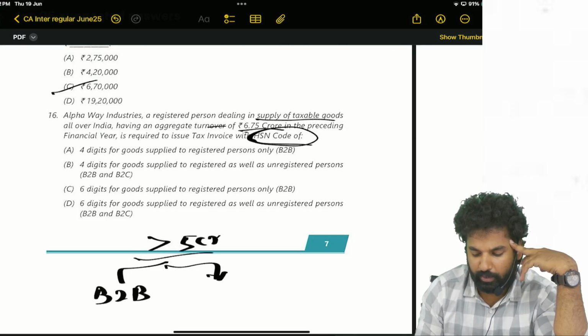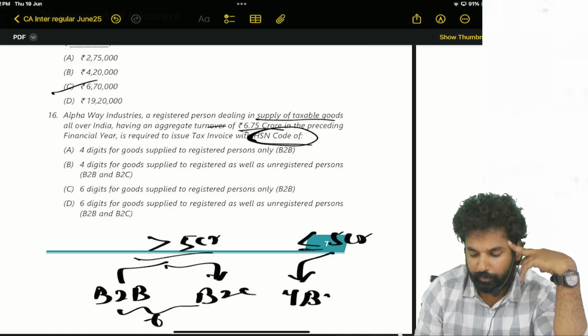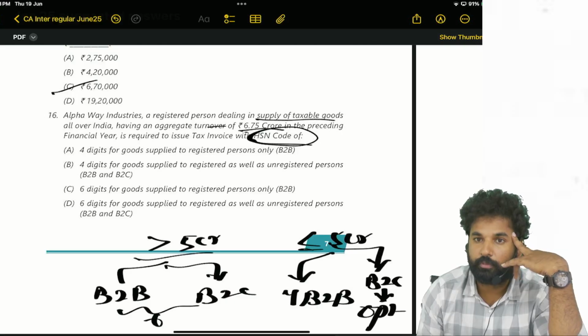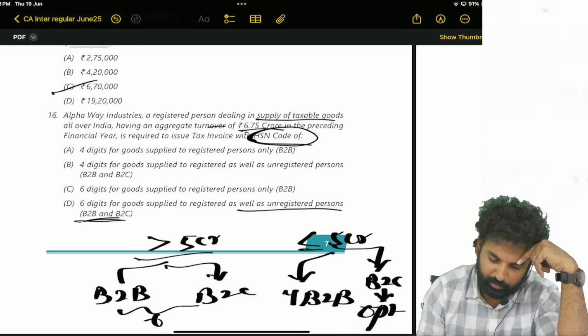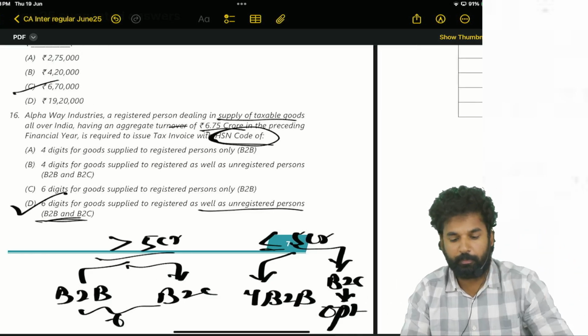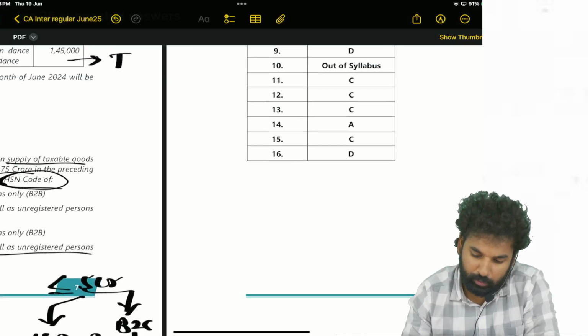More than 5 crores means 6 digits. B2B, B2C, in both the cases it is 6 digits. Up to 5 crores means 4 digits in B2B. B2C, it is optional. So that's why 6 digits for goods supplied to registered persons as well as unregistered persons. Okay, right.